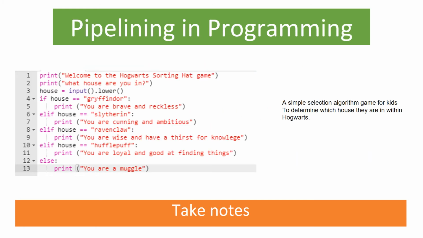Here is a simple piece of code. It's an algorithm for a game for kids to determine which house they are going to be in at Hogwarts from Harry Potter. You can see it's got simple selection.